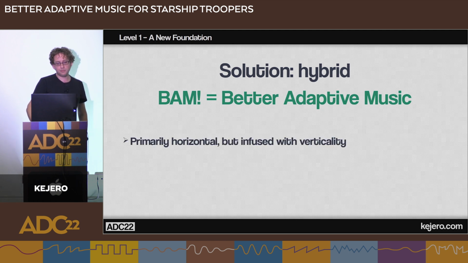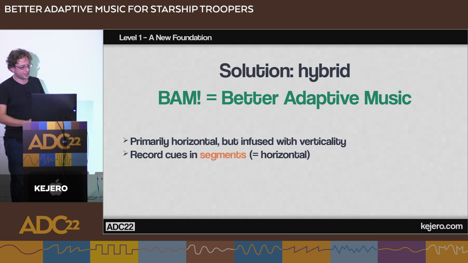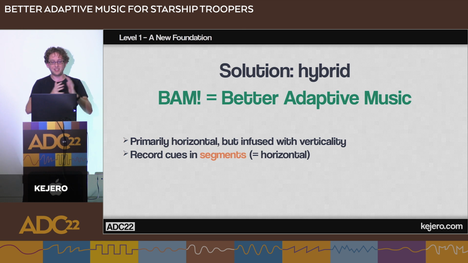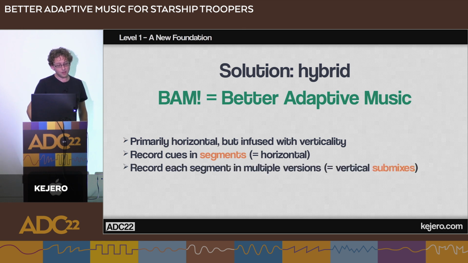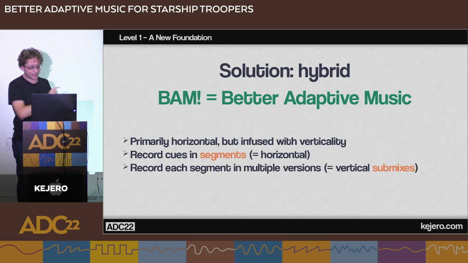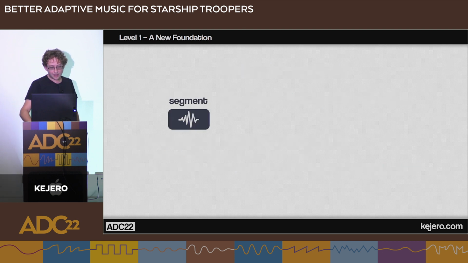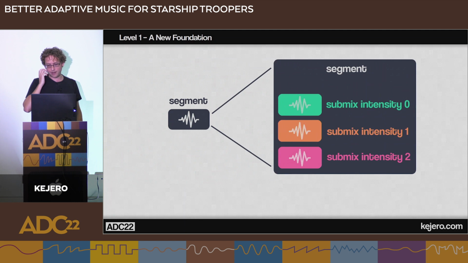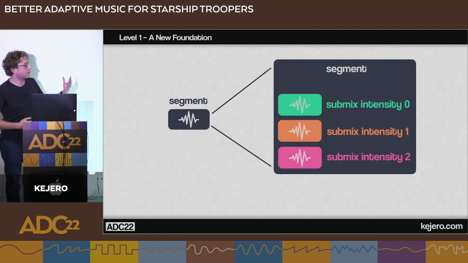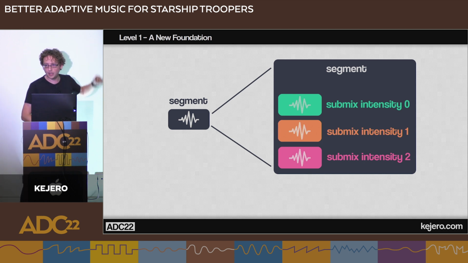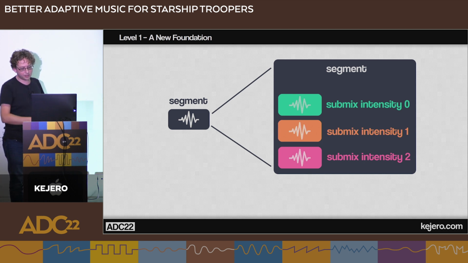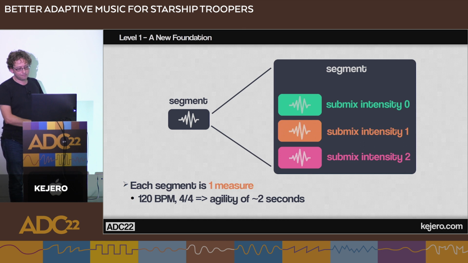And at the core, BAM is a horizontal system. So I have recorded the music in separate segments, but I also recorded every segment in multiple versions. I call these submixes. And that allows me to have different intensity versions of every segment. So I could have low intensity, medium, high intensity. Could be more or less intensities depending on the cue. And every segment is just one measure in length.